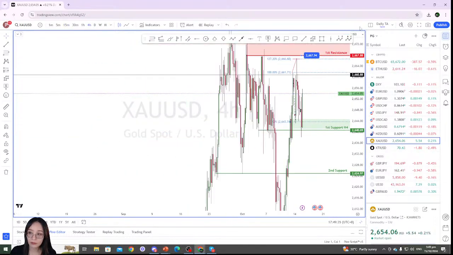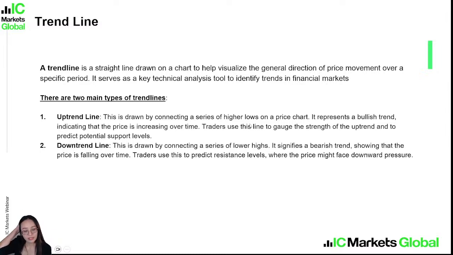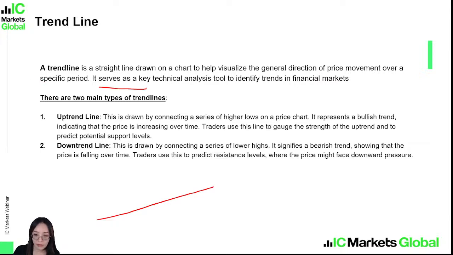Okay, now go back to our slide on the trend line. What is the trend line? Okay, a trend line is just a straight line. We already know that. It helps us visualize the general direction of price movement over a specific time, and it also serves as a key technical analysis tool to identify trend in the financial market. There are two types of trend line, either uptrend or downtrend.